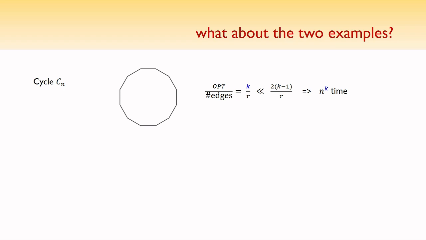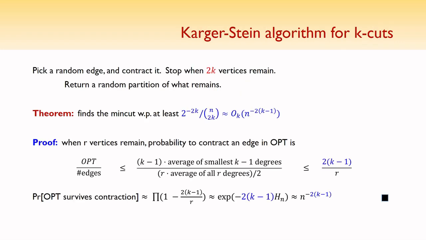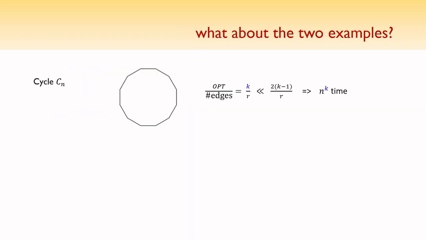So how do we get rid of the factor 2? It's instructive to ask, how does the Karger-Stein algorithm perform on the cycle and the clique? Maybe that'll give us some intuition.